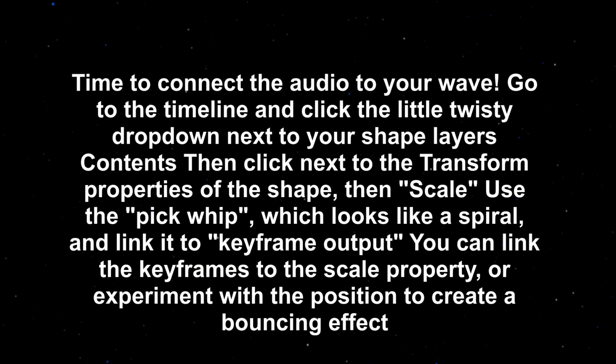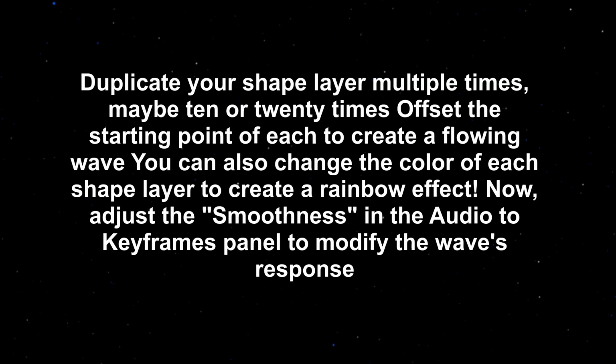You can link the keyframes to the scale property, or experiment with the position to create a bouncing effect. Duplicate your shape layer multiple times, maybe 10 or 20 times. Offset the starting point of each to create a flowing wave. You can also change the color of each shape layer to create a rainbow effect. Now, adjust the smoothness in the Audio to Keyframes panel to modify the wave's response.